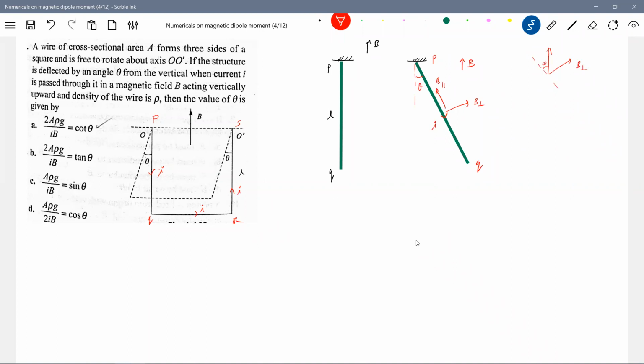So B perpendicular should be equal to B sin theta, and B parallel should be equal to B cos theta. Force due to B parallel will be 0. For B perpendicular, the force will come. So how will the force act? In this direction, perpendicular to the rod PQ. Similarly, on the rod RS, the force will be equal and opposite. The forces acting on the rods PQ and RS will be equal and opposite.